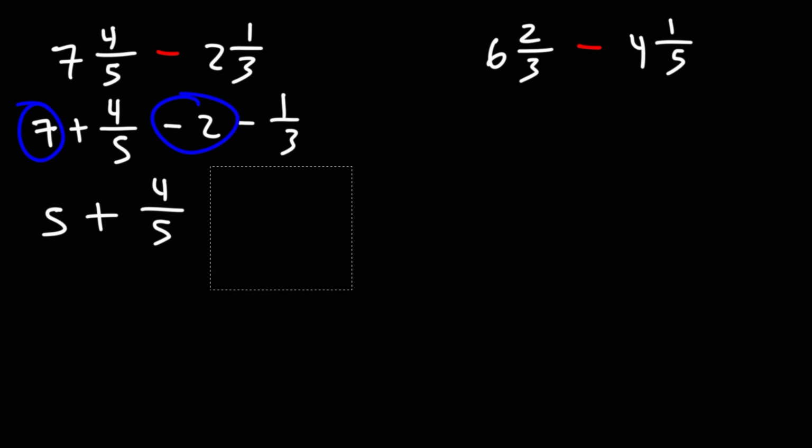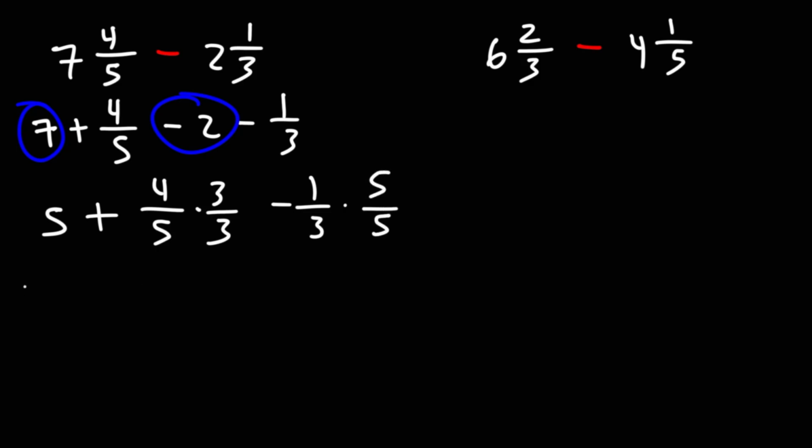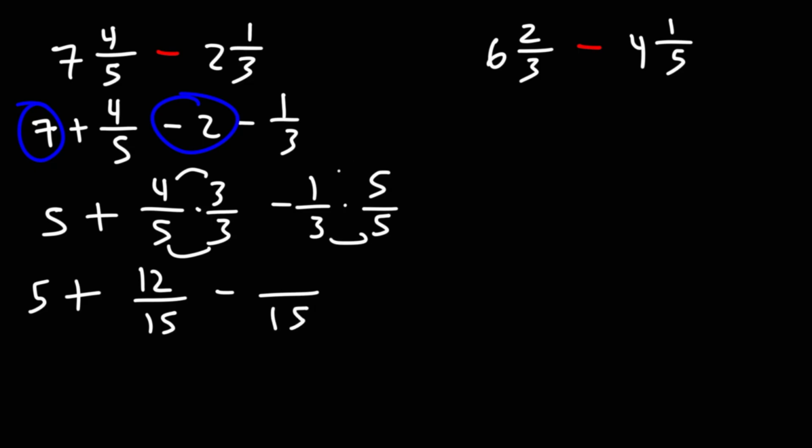So let's make some space. So I'm going to multiply this by 3 over 3. And the second fraction, I'm going to use the denominator of the first to get common denominators. So now I'm going to multiply across. 4 times 3 is 12. 5 times 3 is 15. And then we have 1 times 5, which is 5.